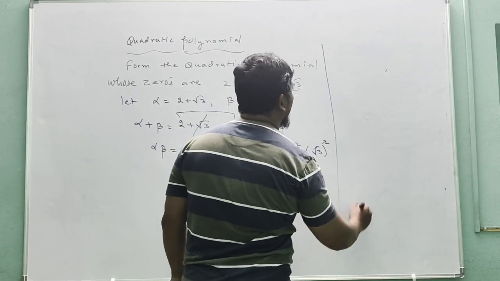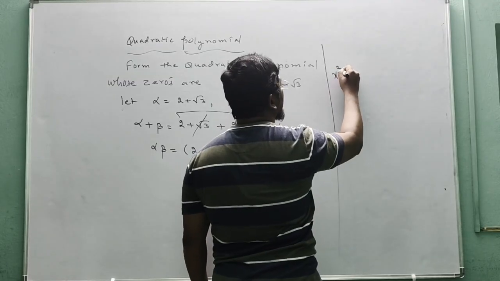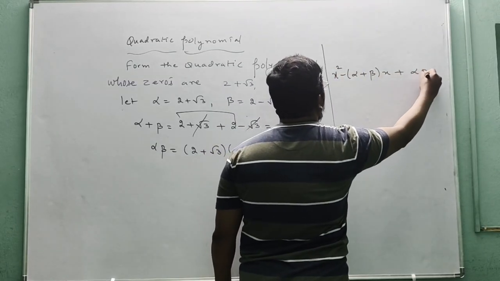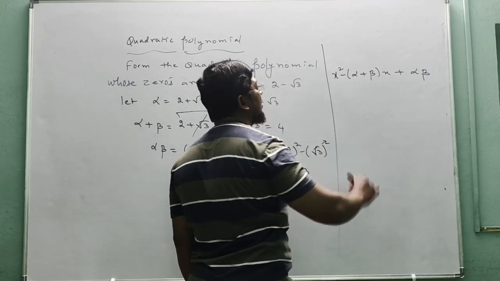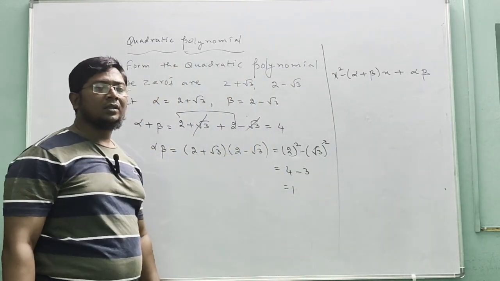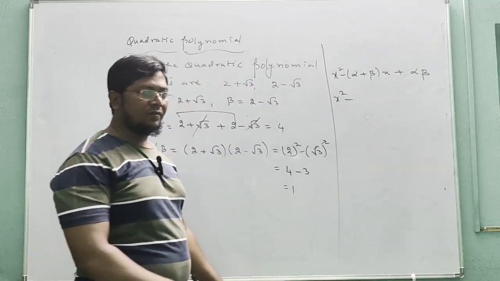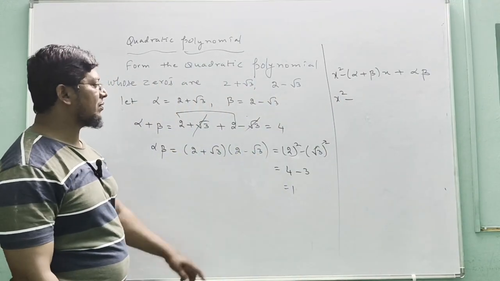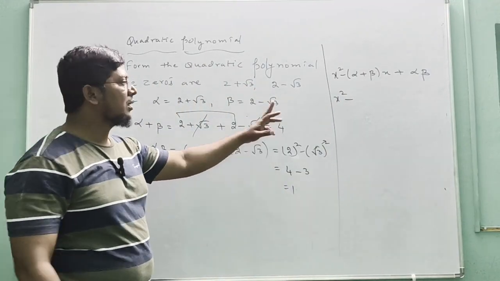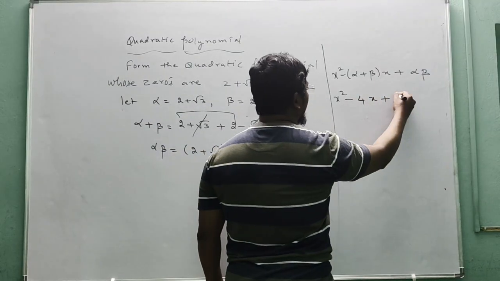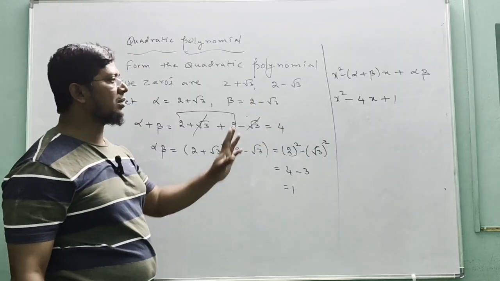Now we should write down the quadratic equation formula: x square minus alpha plus beta x plus alpha beta. So we write x square minus alpha plus beta, which is 4, so 4x, plus alpha beta, which is 1. That is the quadratic equation.